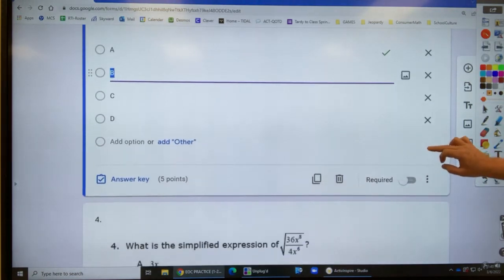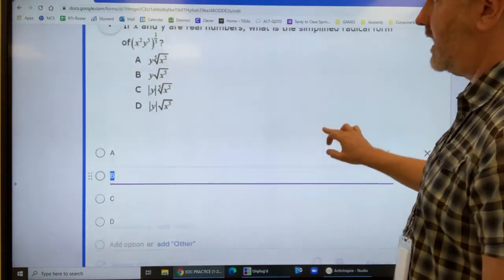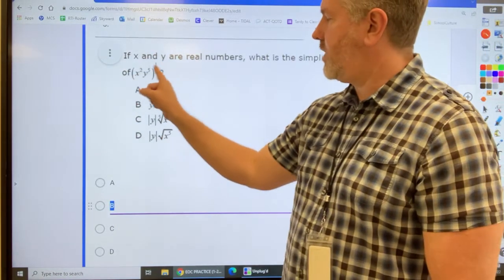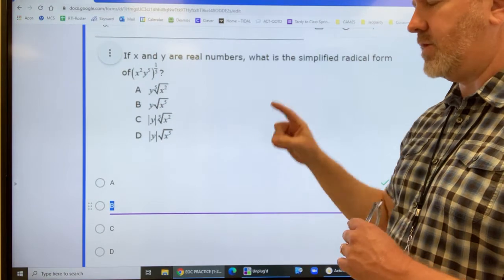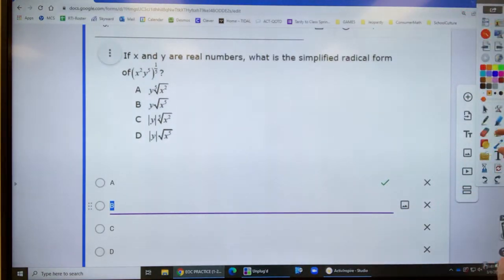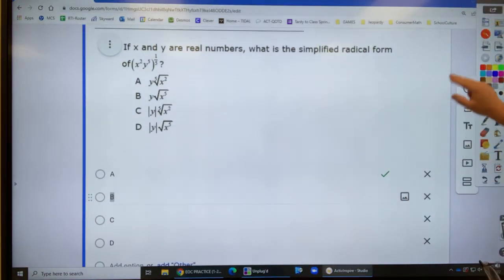Yep, there it is. All right, so we distributed, and then we split that 2/5 up into x squared to the 1/5 power. The 1/5 turned into a 5th root. All right, let's keep moving.